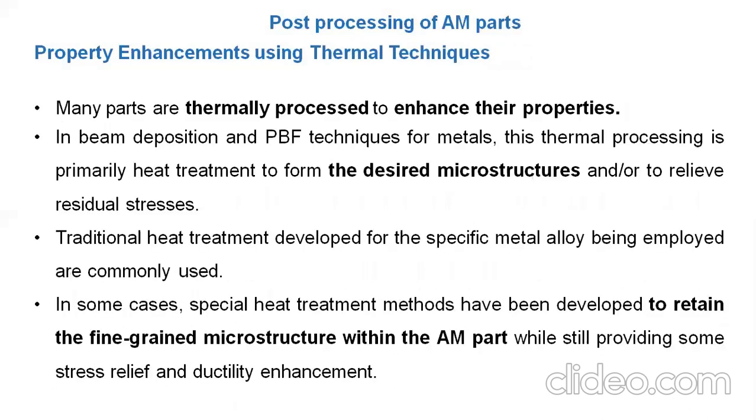And the last process, property enhancement using thermal techniques. Using thermal techniques, many parts are thermally processed to enhance their properties. Means we are using some thermal process to improve their properties. Beam deposition is one of the AM techniques for metals. This thermal processing is primarily heat treatment to form the desired microstructure. Means we are heating the material to get the desired microstructure and to release the residual stresses.